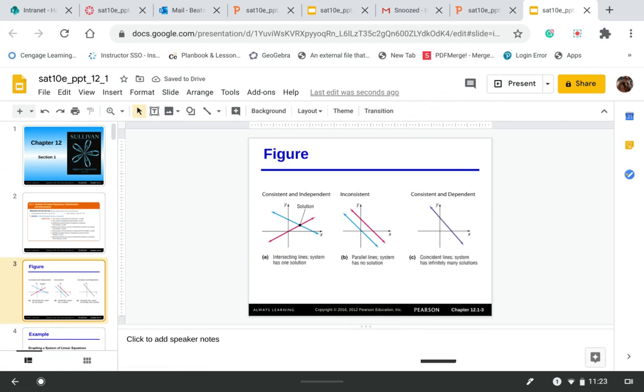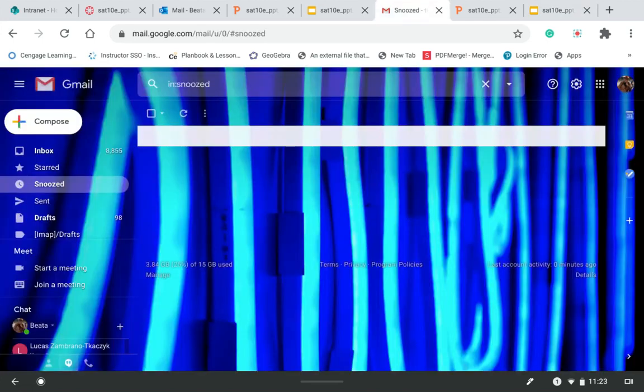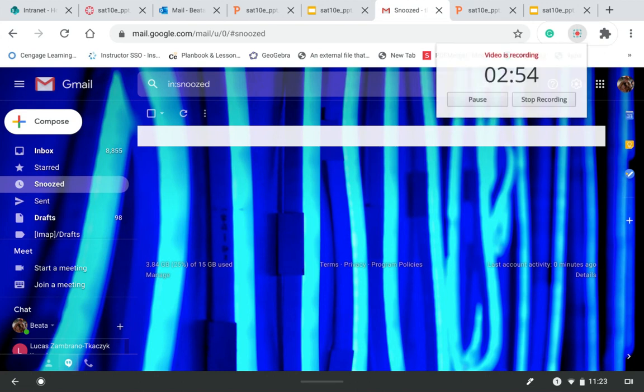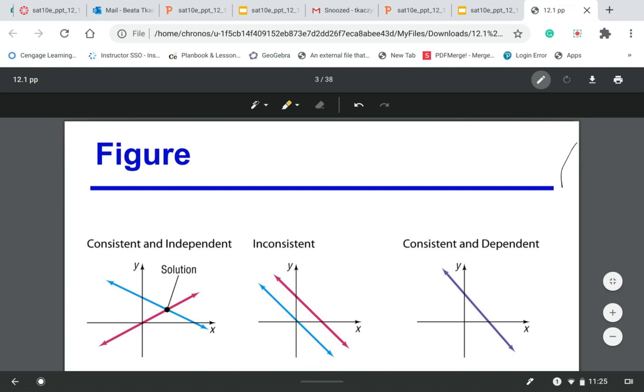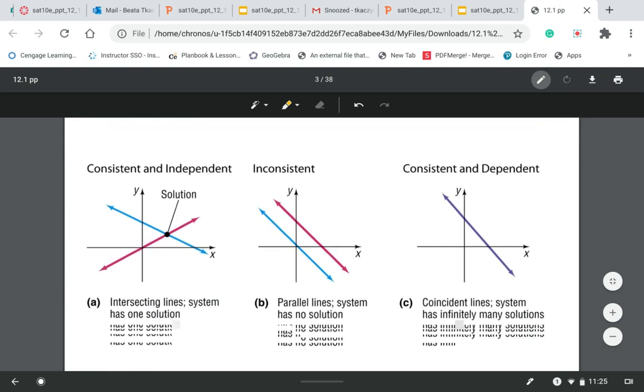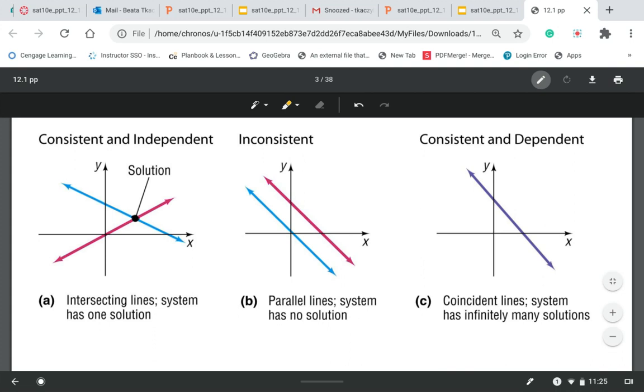So if we can see the point of intersection, that means we have one solution, which is just the coordinates of the point where 2 straight lines intersect. Okay, so going back. Here, like you guys see, if 2 straight lines intersect, the point of that intersection we call the solution. So this system has one solution.